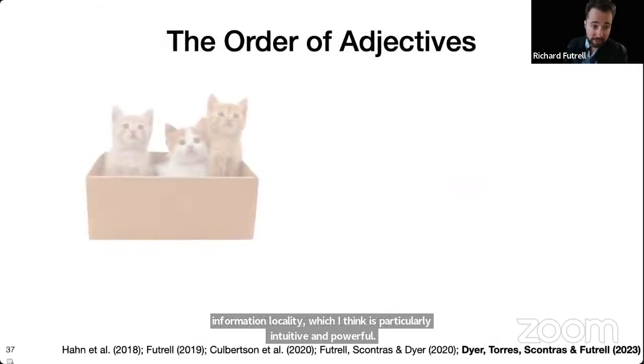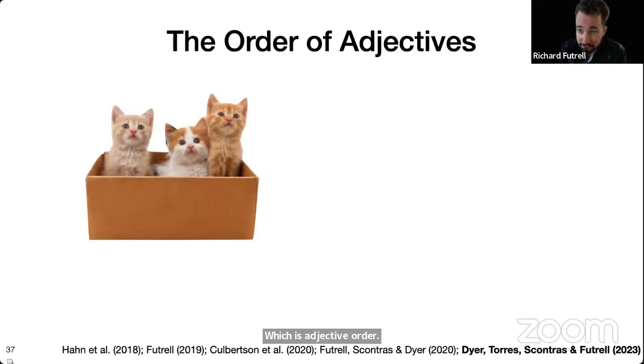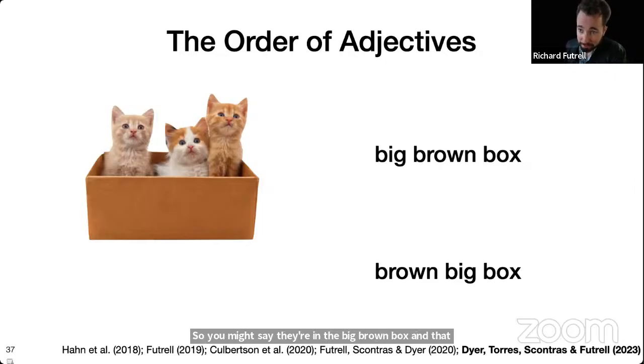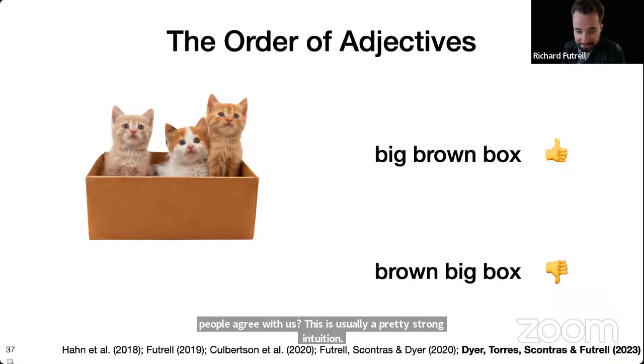So if I ask you to describe this, where are the kittens? Where are the very cute kittens? You might say that they're in the big brown box. So you might say they're in the big brown box, and that sounds good. But if I say they're in the brown big box, that sounds kind of weird, right? That sounds like it's either wrong or it sounds like it's expressing some kind of marked meaning, right? So we'd say this is thumbs up and this is thumbs down. Do people agree with us? This is usually a pretty strong intuition, at least for native speakers of languages with these kinds of ordering constraints.